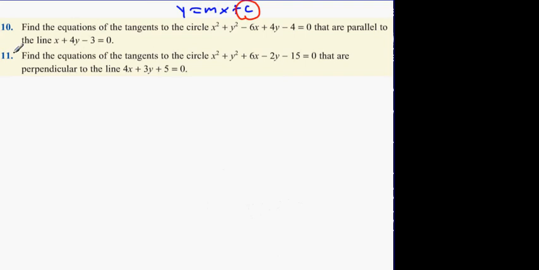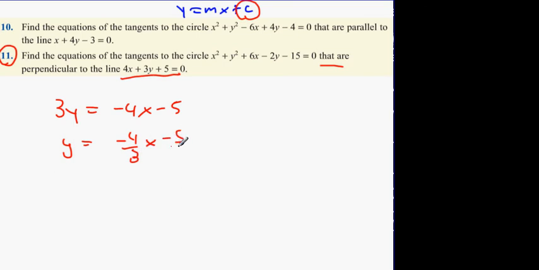Now this one, however, I will go through every part of it. This one here wants it to be perpendicular to this line. Okay? And because it wants to be perpendicular to this line, I'm going to find the slope of this line using the equation of a line formula. So 4y equals minus 4x minus 5. Divide by 3, minus 4 over 3x, minus 5 over 3. Everybody agree that this has a slope of minus 4 over 3? Yes. The perpendicular slope therefore is 3 over 4.